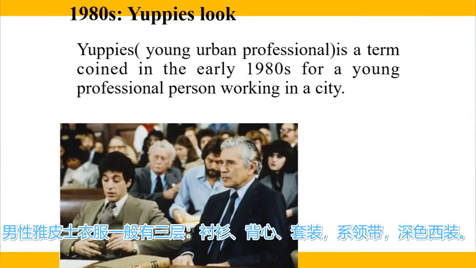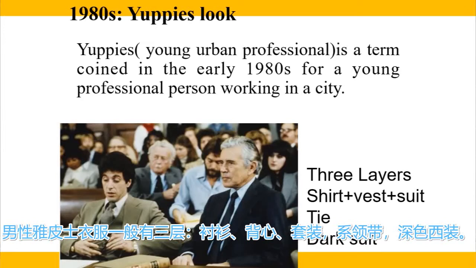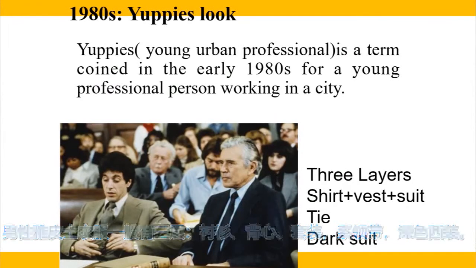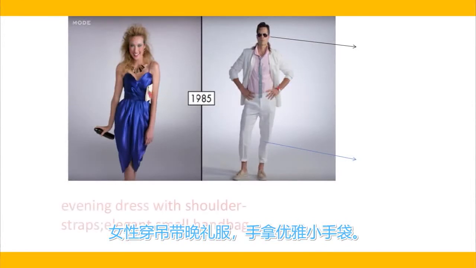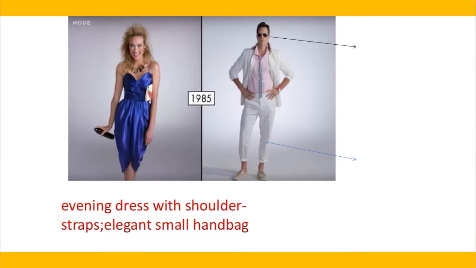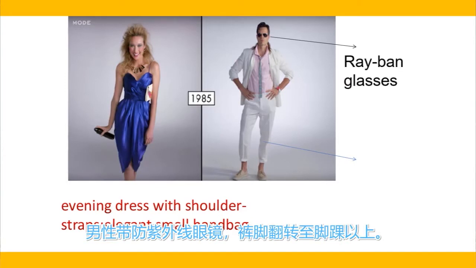And the clothing style for yuppies: for men, they usually wore three layers of clothes, including shirt, vest, and tie, and a duck suit. For females, they usually wore evening dresses with shoulder straps, and they carried an elegant small handbag. And for men, they usually wore Ray-Ban glasses, with trouser legs rolled to the ankle.